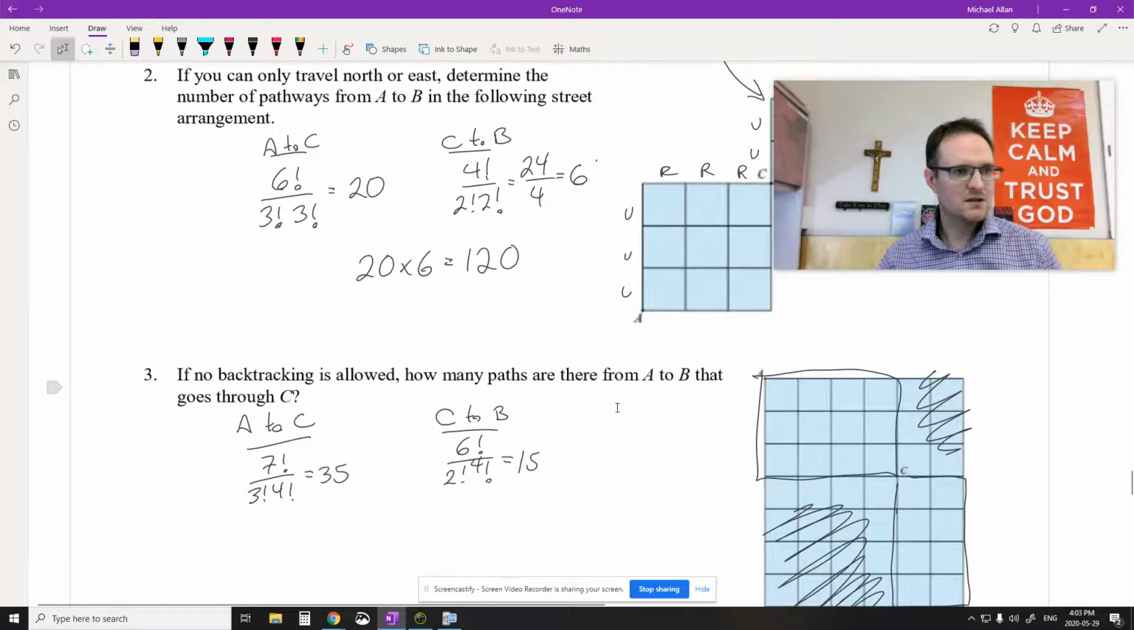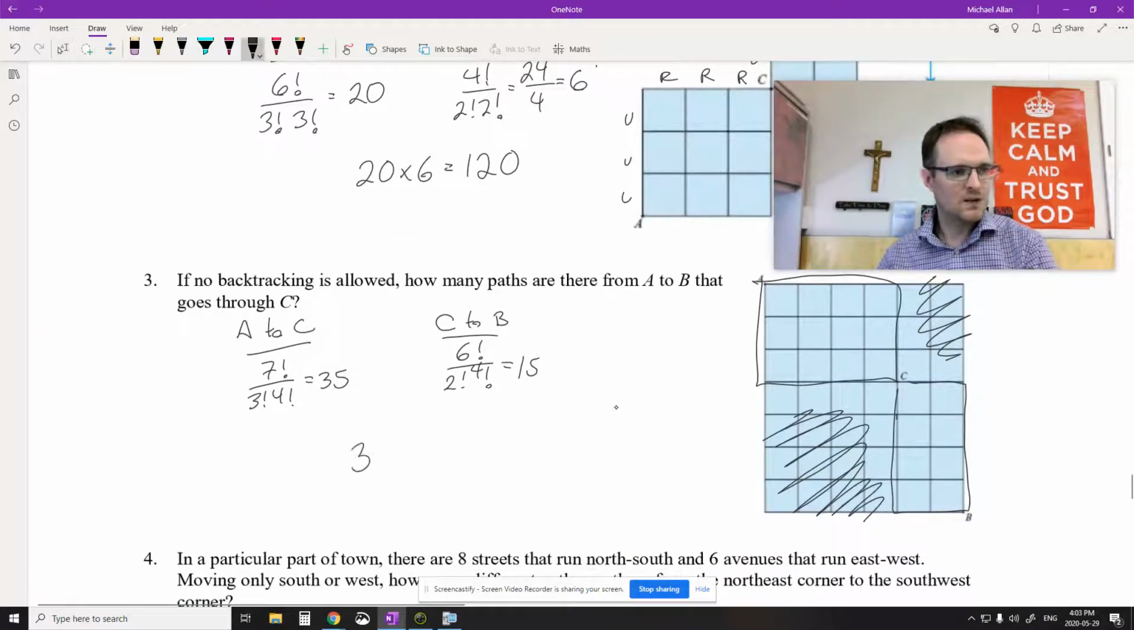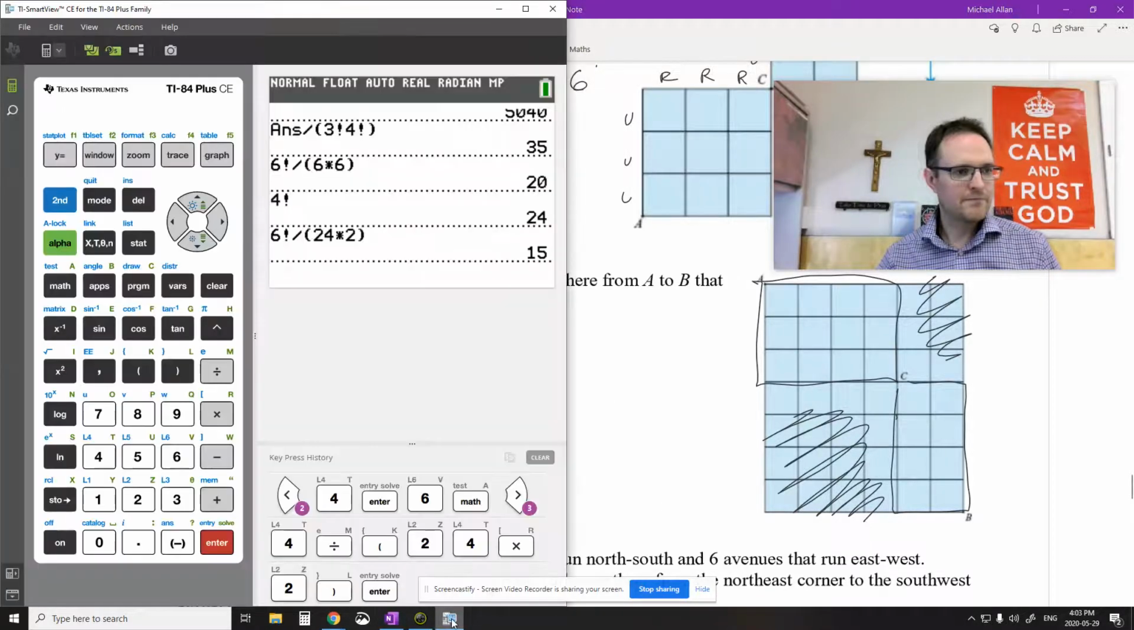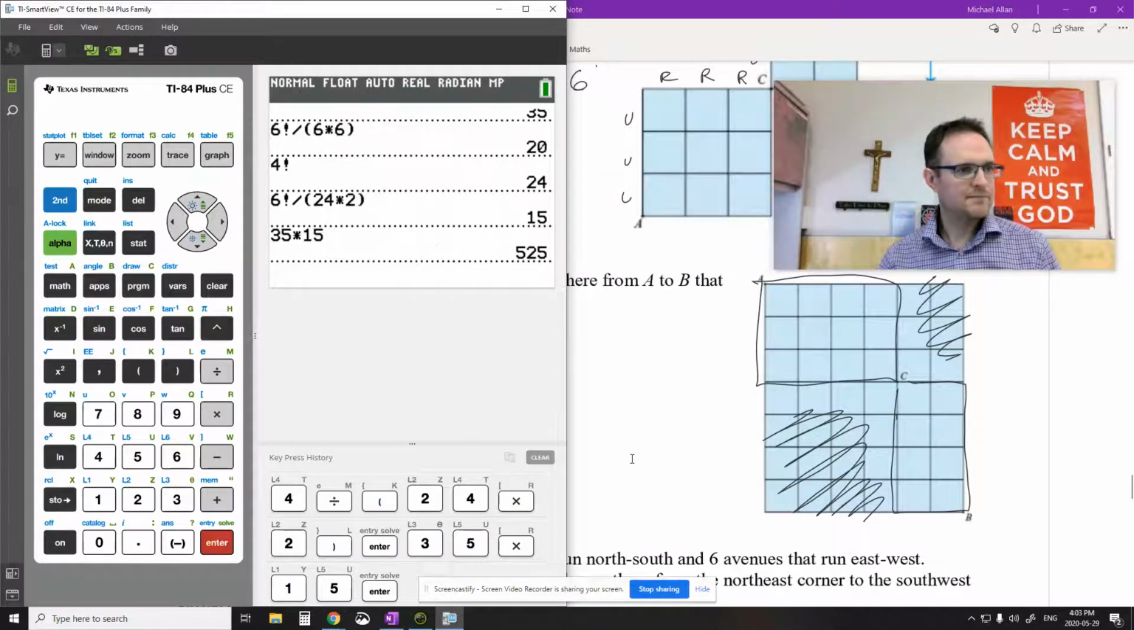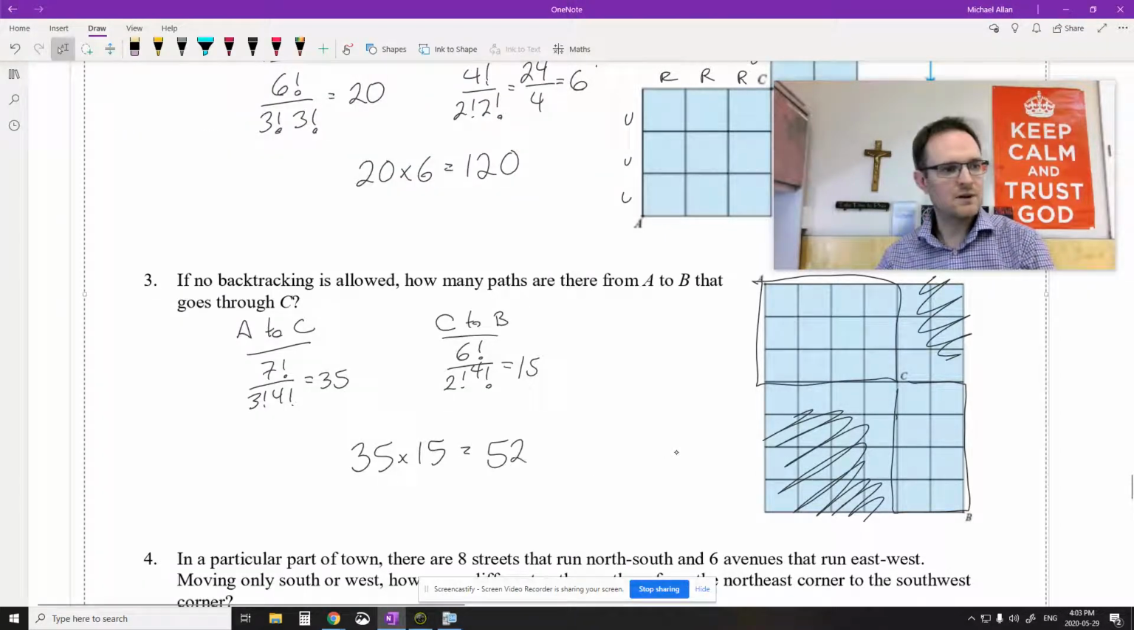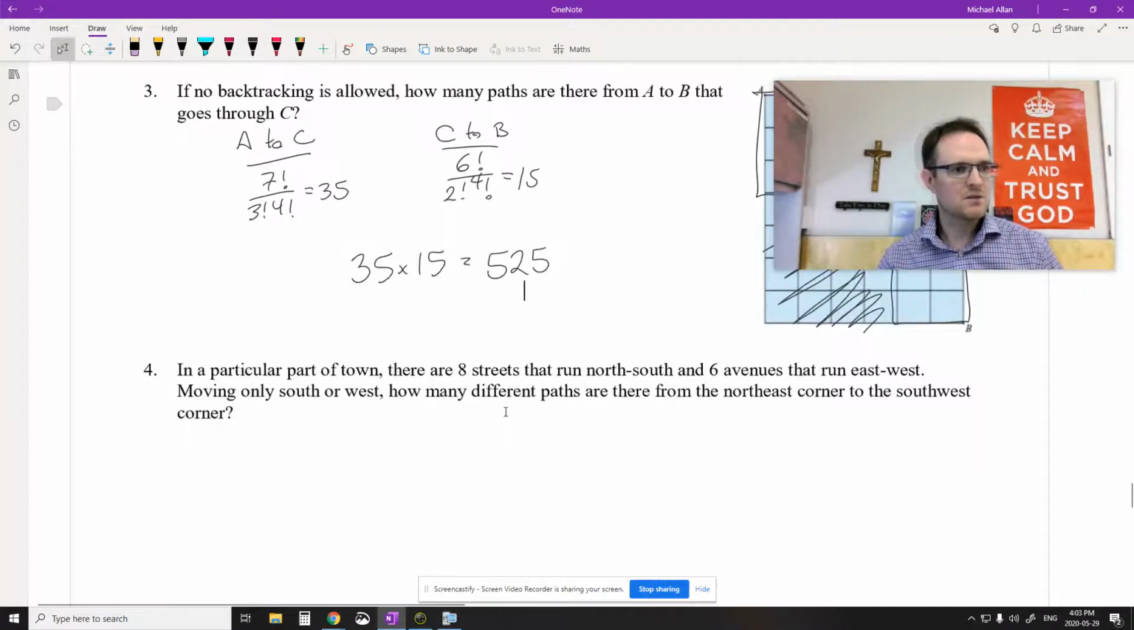And what is 35 times 15? I don't know. What is it? 525 ways. That's a little bit unwieldy if I want to draw all those little arrows. A little too many. This is the same question here.